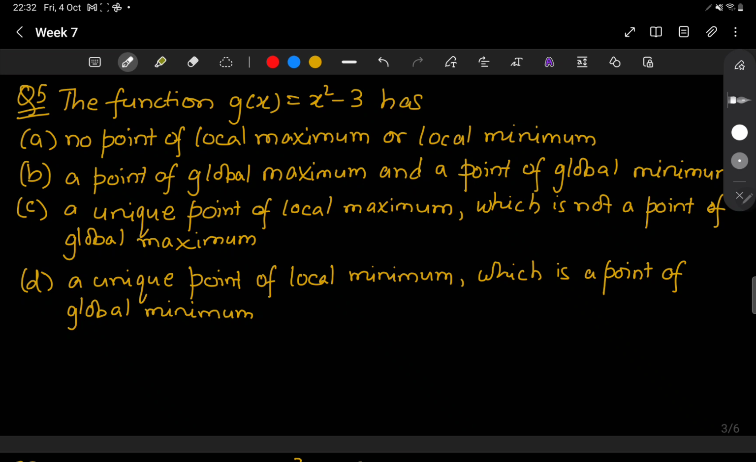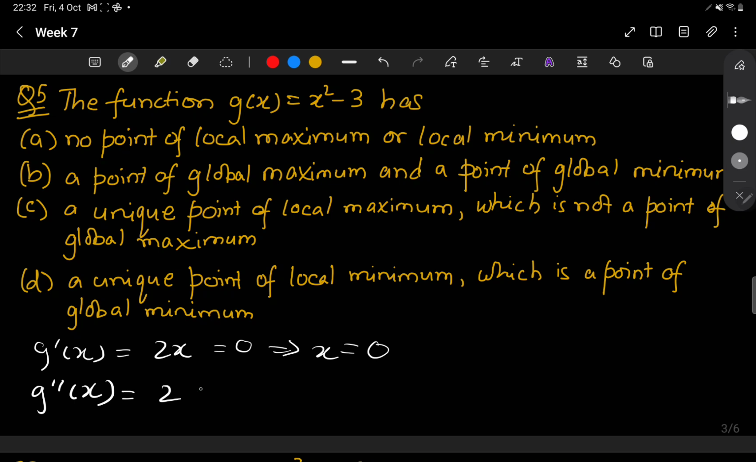Okay, so let us look at the solution. So g prime x is 2x, and for this equal to 0 we have x equals 0. Sorry, this is not f, this is g, so g prime x, and the second derivative is 2, which is positive at all times. So this is the point of minimum, and it is also a global minimum.